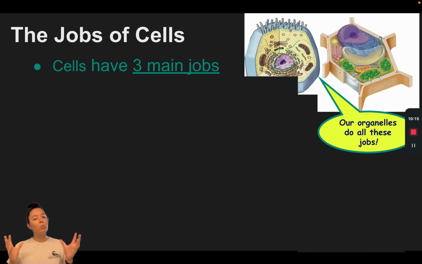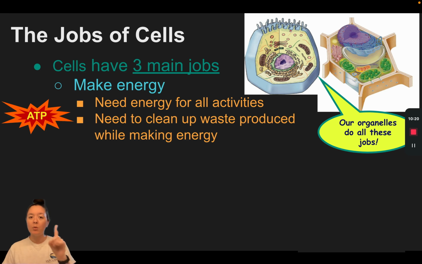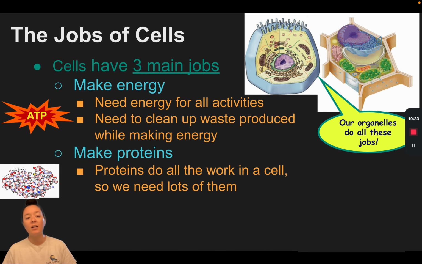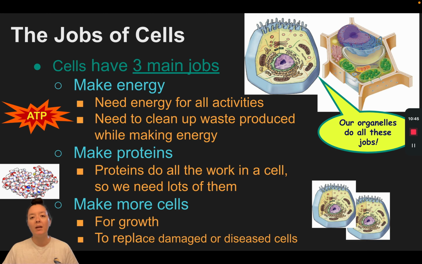There are three main ones that we'll look at more when we talk about organelles. But the first, number one, is make energy. Cells can't work if they don't have energy. We need energy for all of the activities that happen, all of the functions that they do, and they also need to clean up the waste they produce while making that energy. The second main job is to make proteins. Proteins are the workers in our bodies, so we need to make a lot of them in order to function. And the last main important job is to make more cells, especially if you are growing.